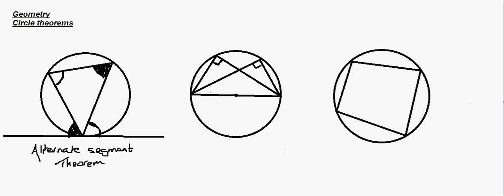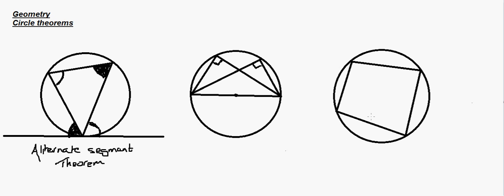Okay, so that's quite a nice easy one. They like to put this particular one in the exams. So if a line comes from one side of the diameter, hits the circumference and goes back to the other side of the diameter, it will always create a right angle.